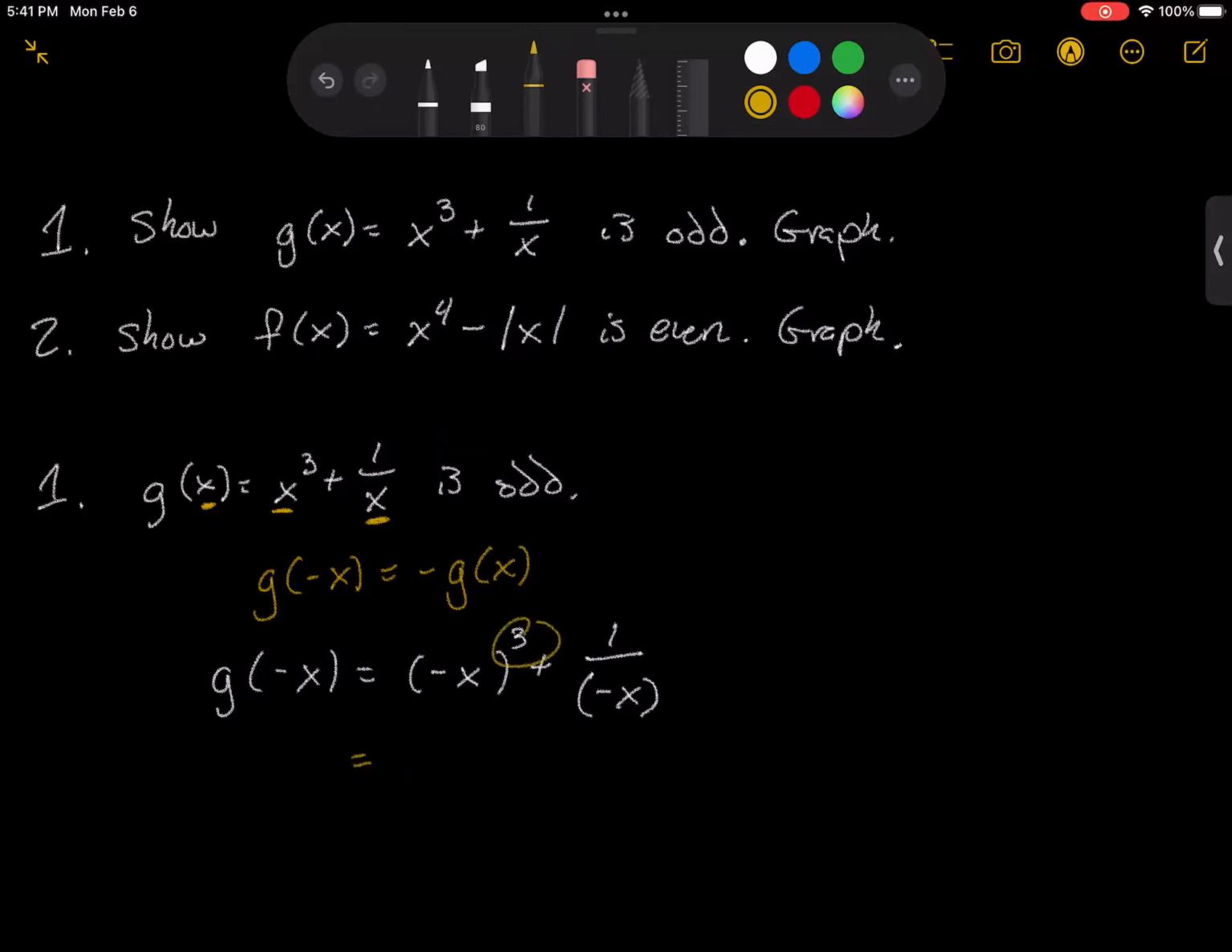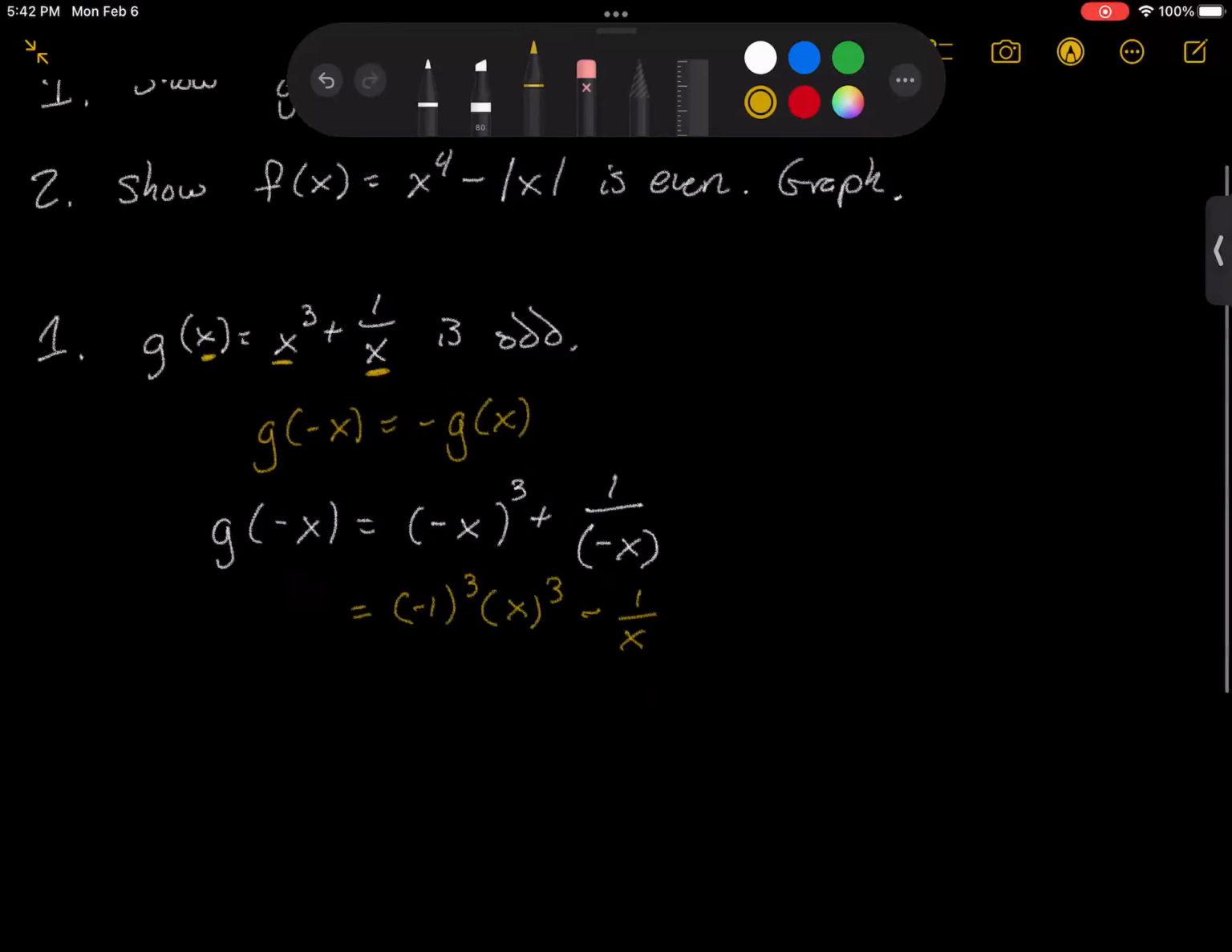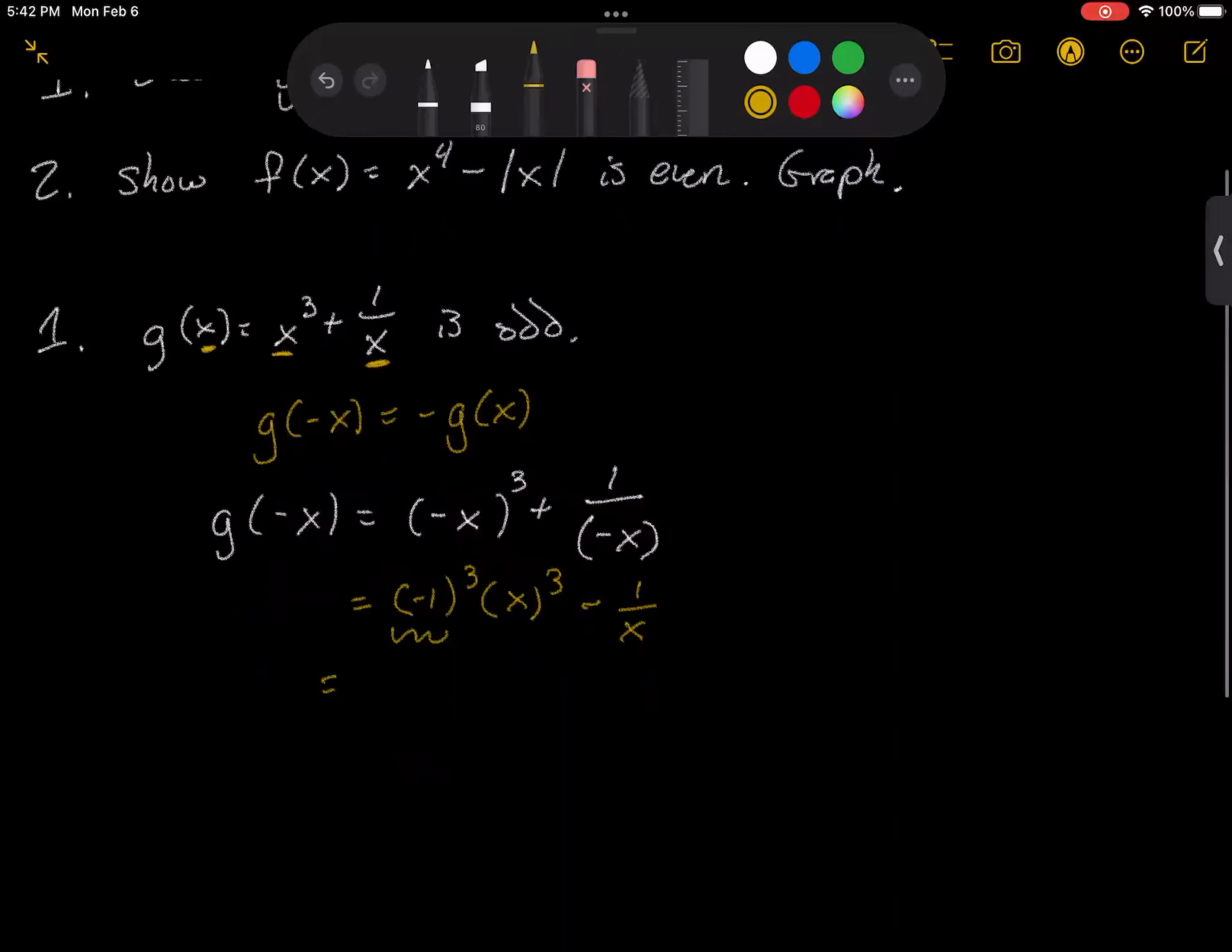So this cube right here, I can distribute it to the -1 and the x separately because powers can distribute across multiplication. So -1 cubed and x cubed. This term right here, instead of saying plus 1 over minus x, we could just say minus 1 over x. Now, -1 cubed, -1 times -1 is a 1, but because it happens an odd number of times, when I multiply by -1 again, I end up with a negative out there, and then I have this x cubed.